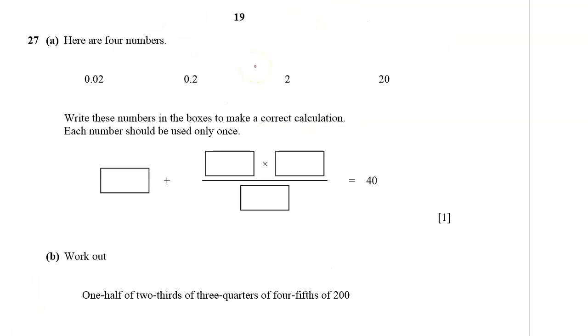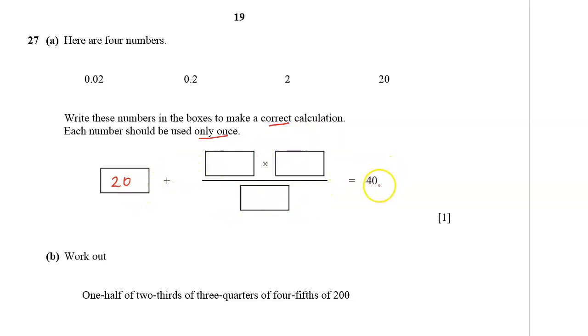27. Here are four numbers: 0.02, 0.2, 2, and 20. Write these numbers in the boxes to make a correct calculation. Each number should be used only once. Of course, whatever number you place here, then you take the fraction. Then the number should be 20. So I'll go for 20 here, because of course this is going to be a smaller number, right?